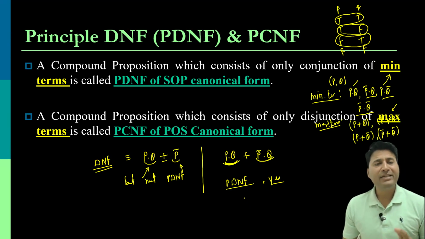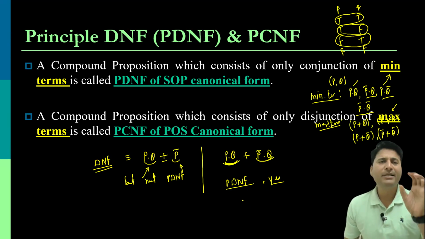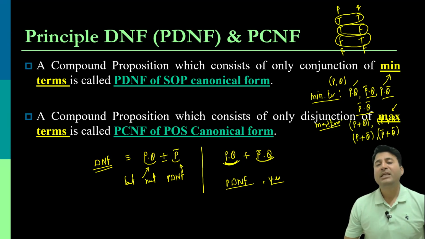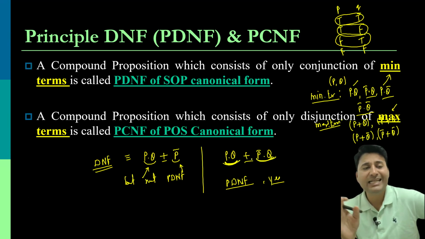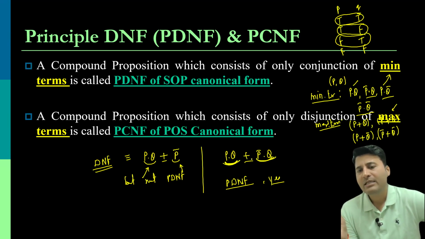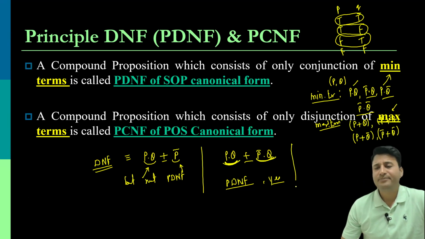Every PDNF is DNF because principal disjunctive normal form is more than only DNF. What is more than? It not only has product, but it has the min term. So every term should be min term, and in that case it is the sum, we called it as the PDNF. The same for PCNF.